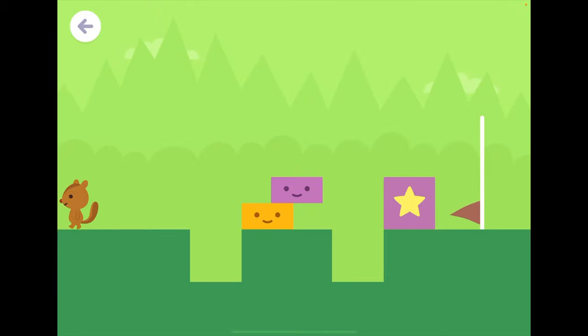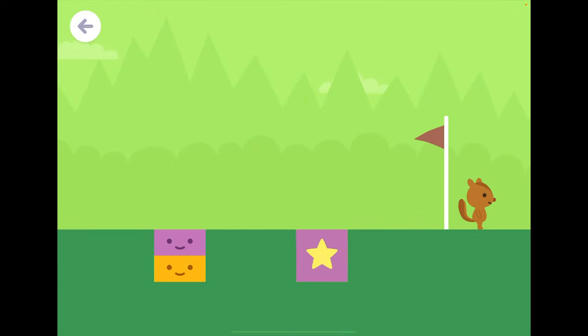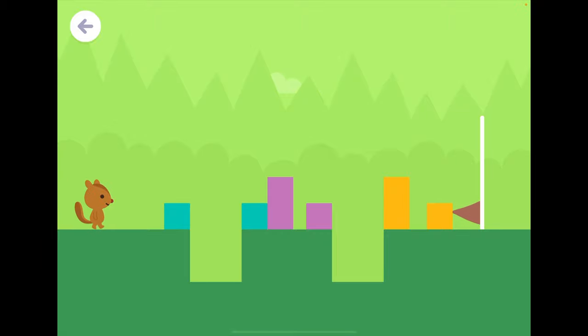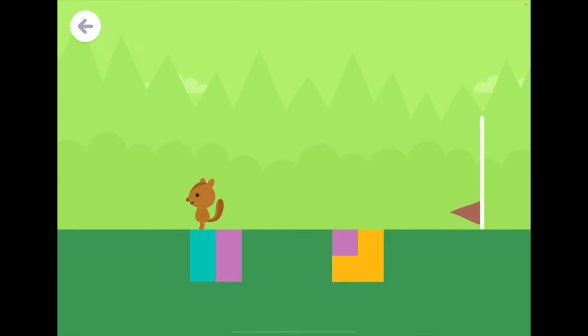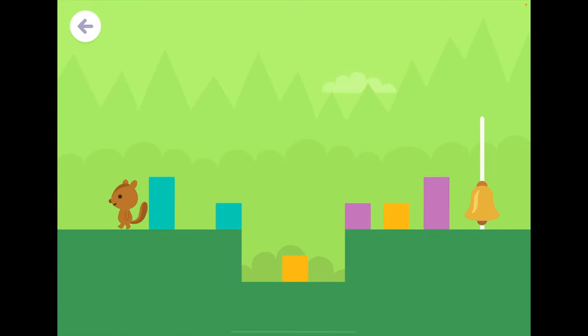Ooh. That's cute. Oh. There we go. All right, so we have to fill in the holes. There we go. Now he can make it to the flag. Oh, good job. All right, we have to fill in the holes here. Goodness. There we go.